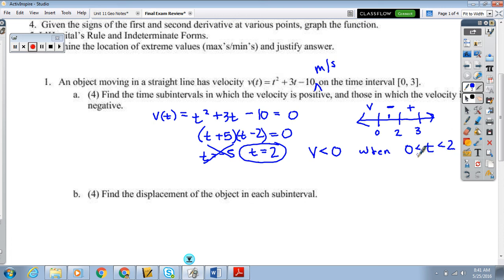I don't necessarily mind whether you have open or closed brackets there. Then for velocity being positive, that's when the time is in between 2 and 3. Again, I don't care about open or closed brackets.